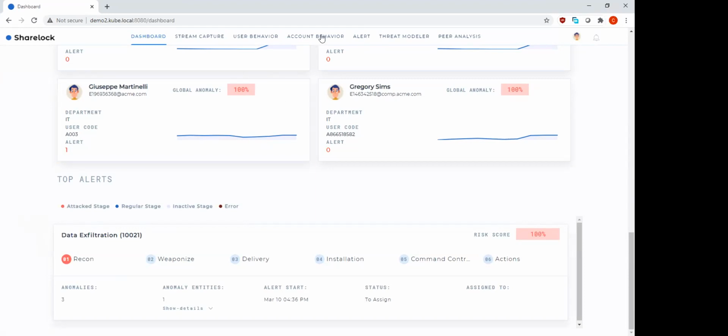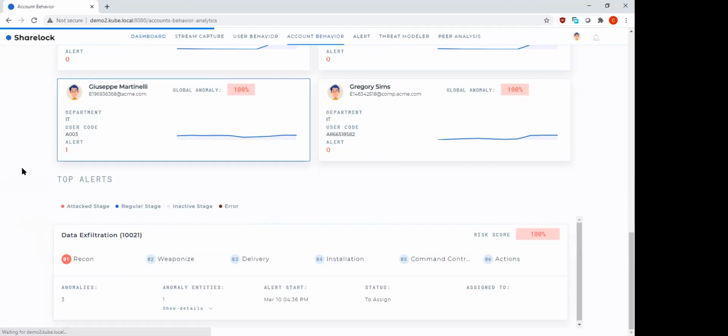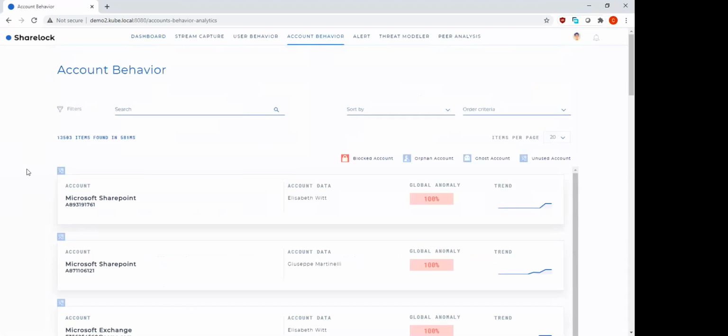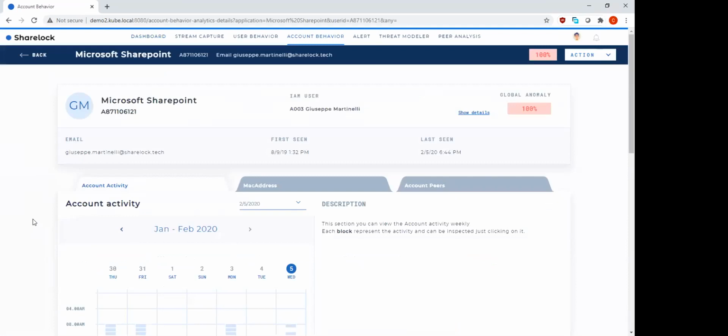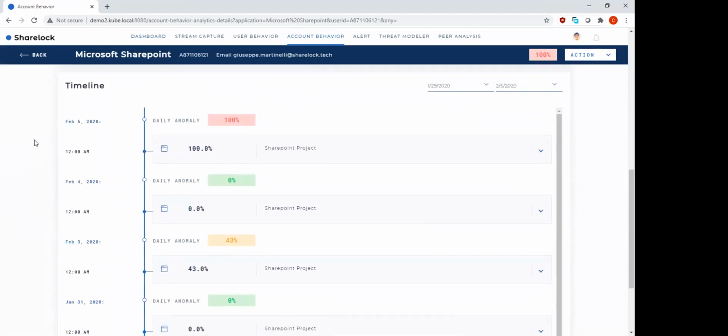So let's go to the functionality of account behavior. In this section, we can view the details of the accounts analyzed by the algorithms. In particular, we analyze a SharePoint account. But let's go on to the last section, which is maybe the most important, the timeline. Here we can analyze the behavioral indicators that are running in the system, sorted in chronological order.